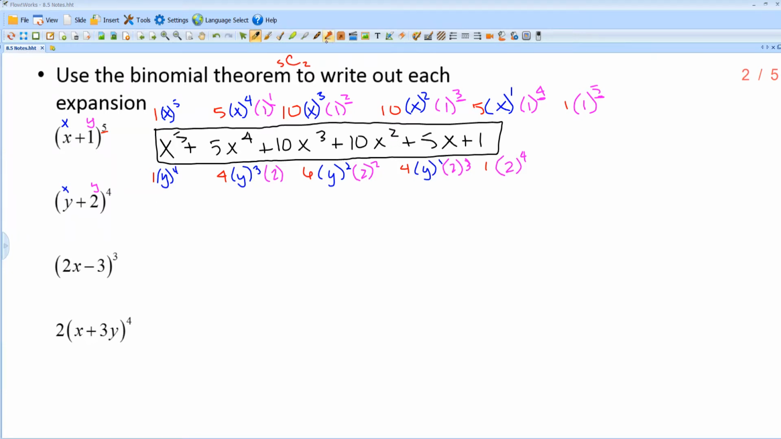Okay, so now just a final answer, which I do in black, very color-coded for this section. 1 times y to the fourth is just y to the fourth, plus 4 times 2 is 8, y cubed, plus 2 squared is 4 times 6 is 24, y squared, plus 2 cubed is 8 times 4 is 32, y, plus 2 to the fourth is 16.